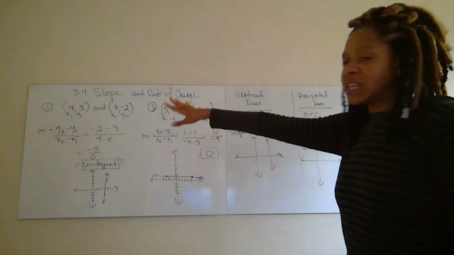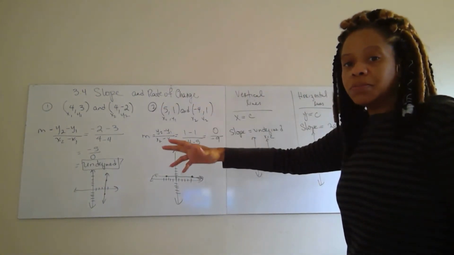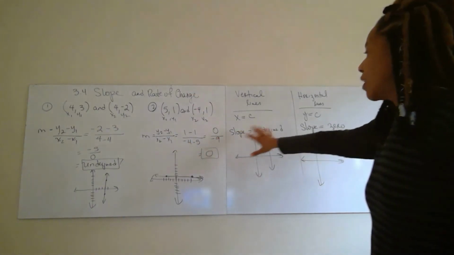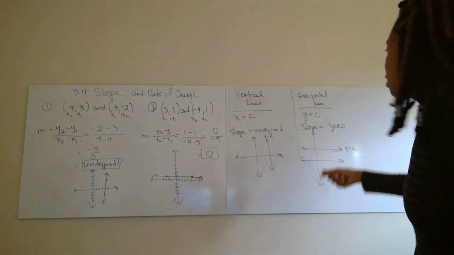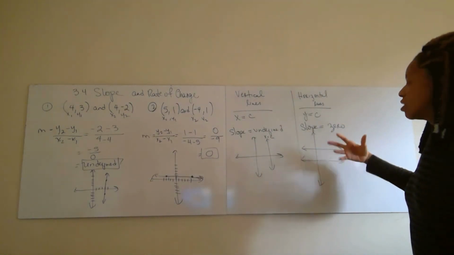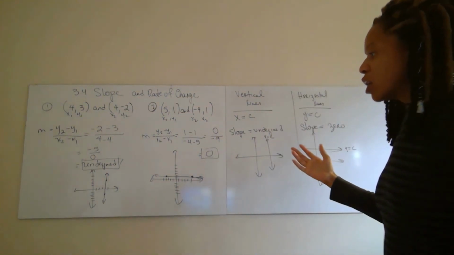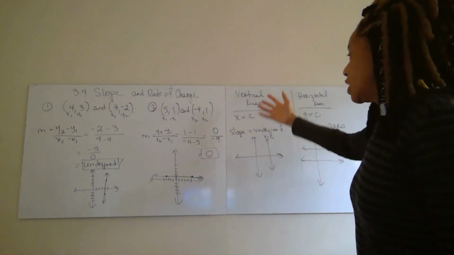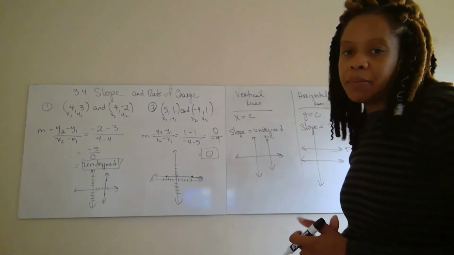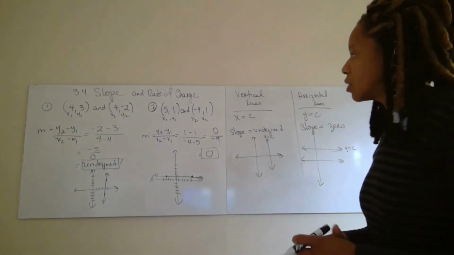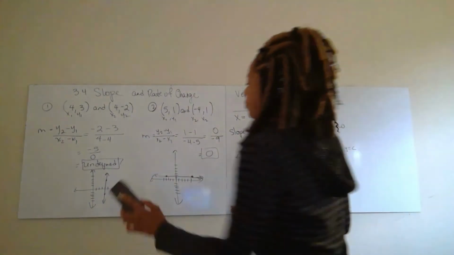So given two ordered pairs, you use the slope formula to find the slope. Then you have special cases: if you have a vertical line, the slope is automatically undefined. If it's a horizontal line, the slope is automatically 0. But again, if you don't learn that part, you can always graph the line, pick two ordered pairs off that line, and plug them into the slope formula, okay? All right.